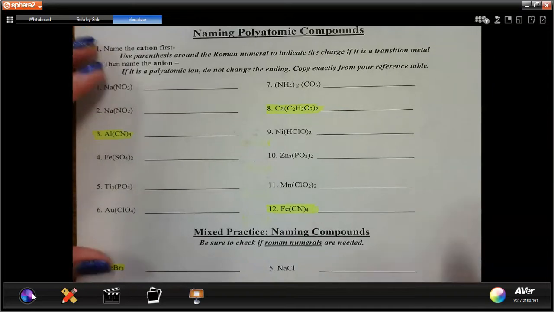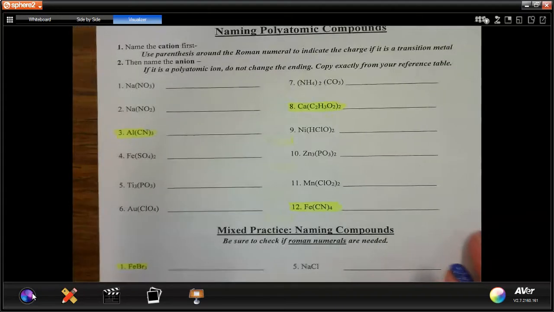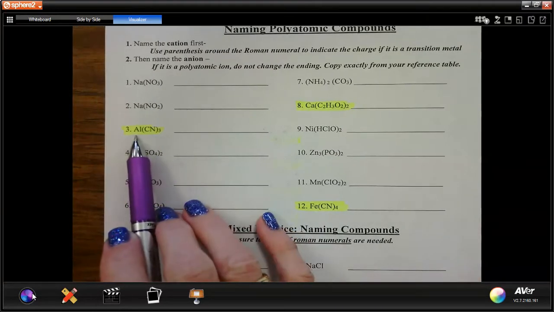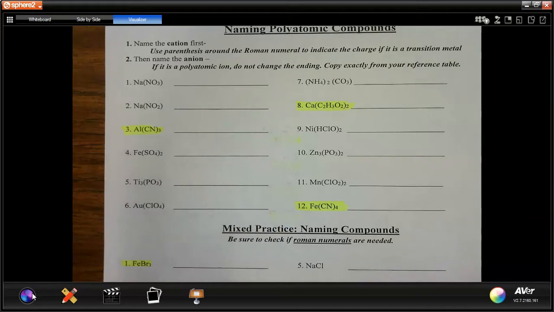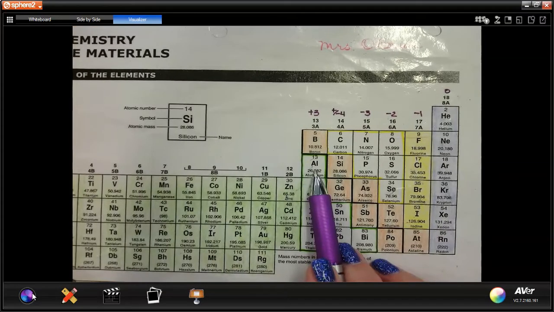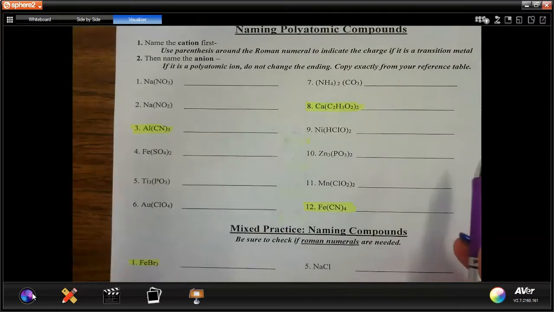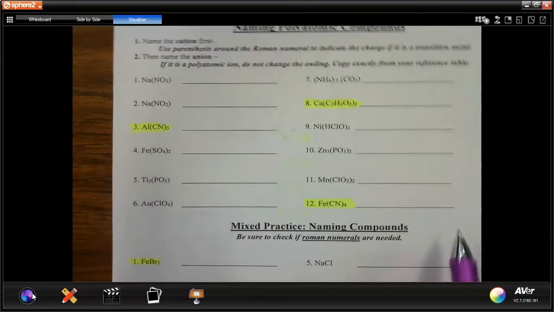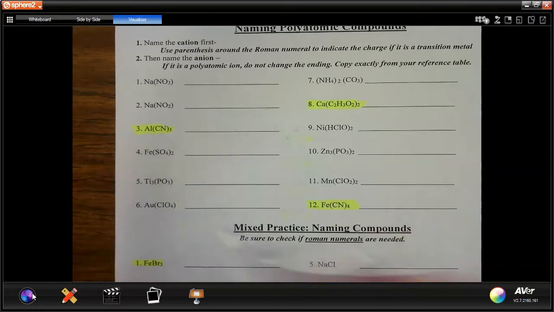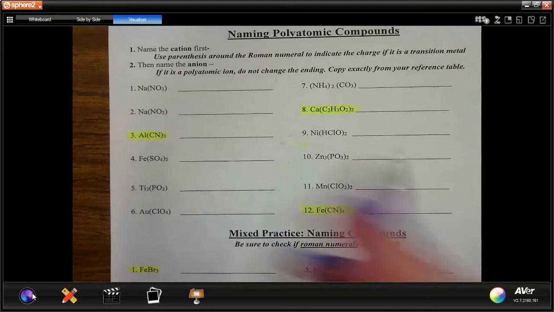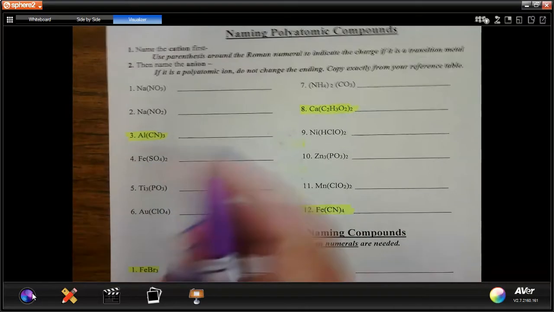Okay, the rule still applies. So if there's a transition metal, then there's a Roman numeral in the name. So we'll check for that also. Start here with number 3. Check and see if aluminum is a transition metal. Well, there's aluminum. Aluminum is not a transition metal. So this does not get a Roman numeral. So I can just name it using standard rules, following the list of polyatomic ions also.